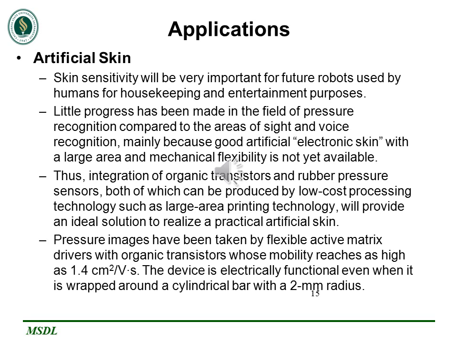Thus, the integration of organic transistors and rubber pressure sensors, both of which can be produced by low cost processing methods, will provide an ideal solution to realize a practical artificial skin whose feasibility has been demonstrated by researchers, and they have found it to be electrically functional even when these transistors are wrapped around a cylindrical bar and folded and bent. So this application will also prove out as a landmark in the applications of flexible transistors.